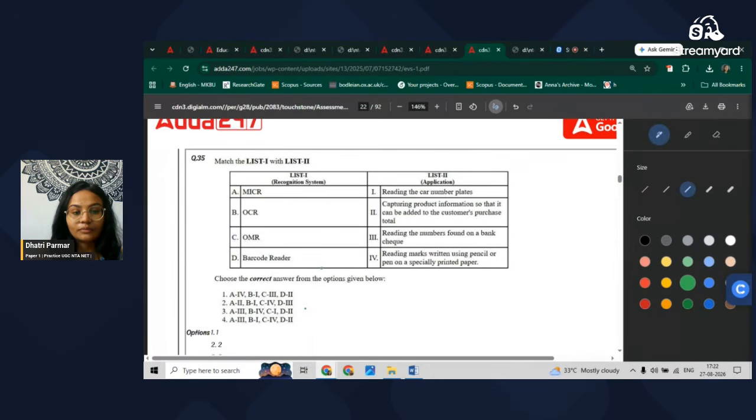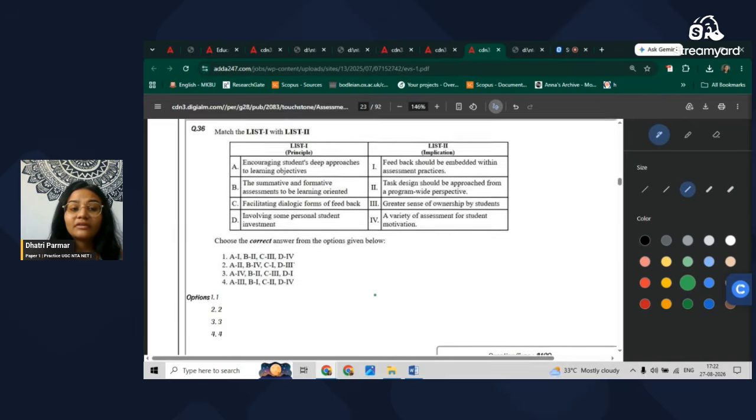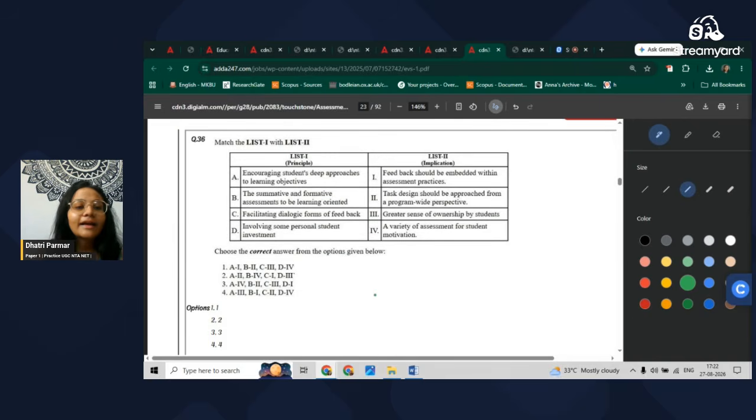Just a minute. Okay, so MICR is used for reading the bank check number. Then OCR is for reading car number plates. OMR is, of course, we know, for checking the marks, and barcode reader is for product total analyzing. So we are left with 10 more questions. Be with me in that.